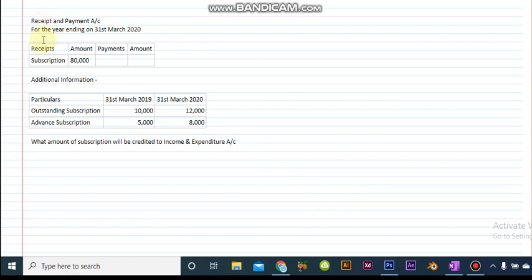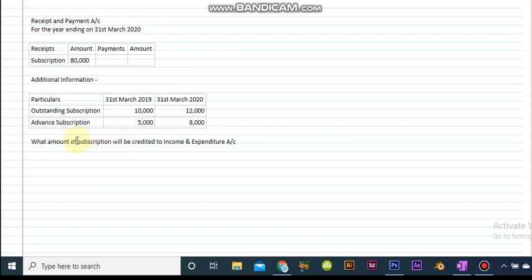Here we have been given the subscription received as per the receipt and payment account for the year ending on 31st March 2020, which is rupees 80,000. And as per the additional information, the outstanding subscription as on 31st March 2019 is 10,000 and on 31st March 2020 is 12,000. The advance subscription as on 31st March 2019 is 5,000 and 31st March 2020 is 8,000.